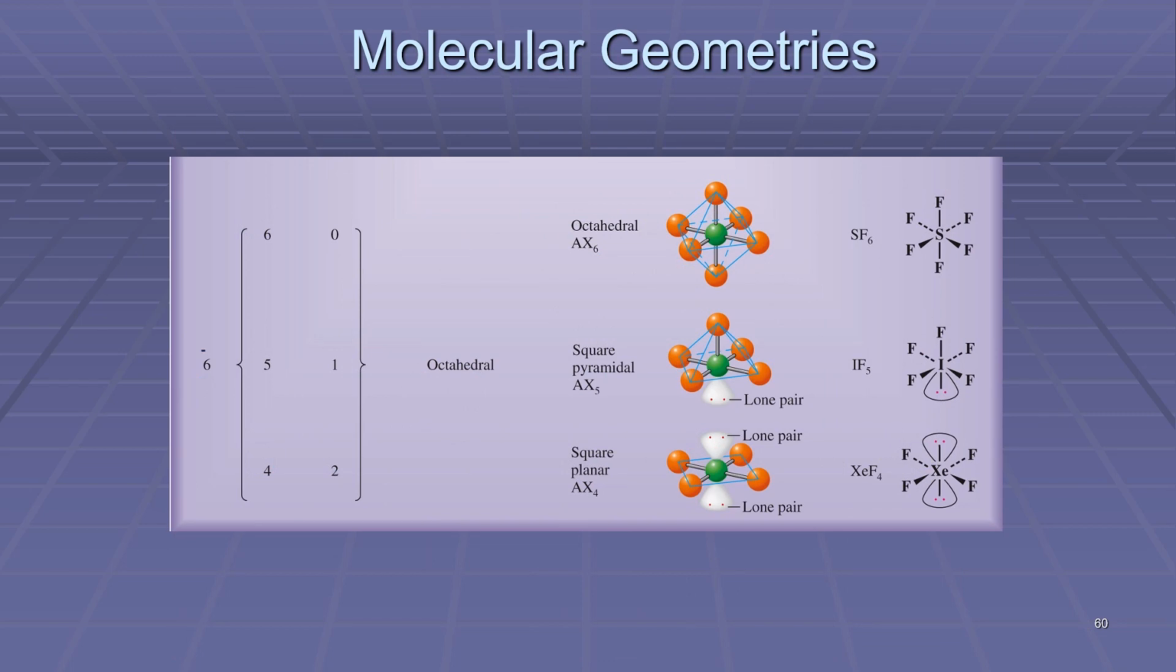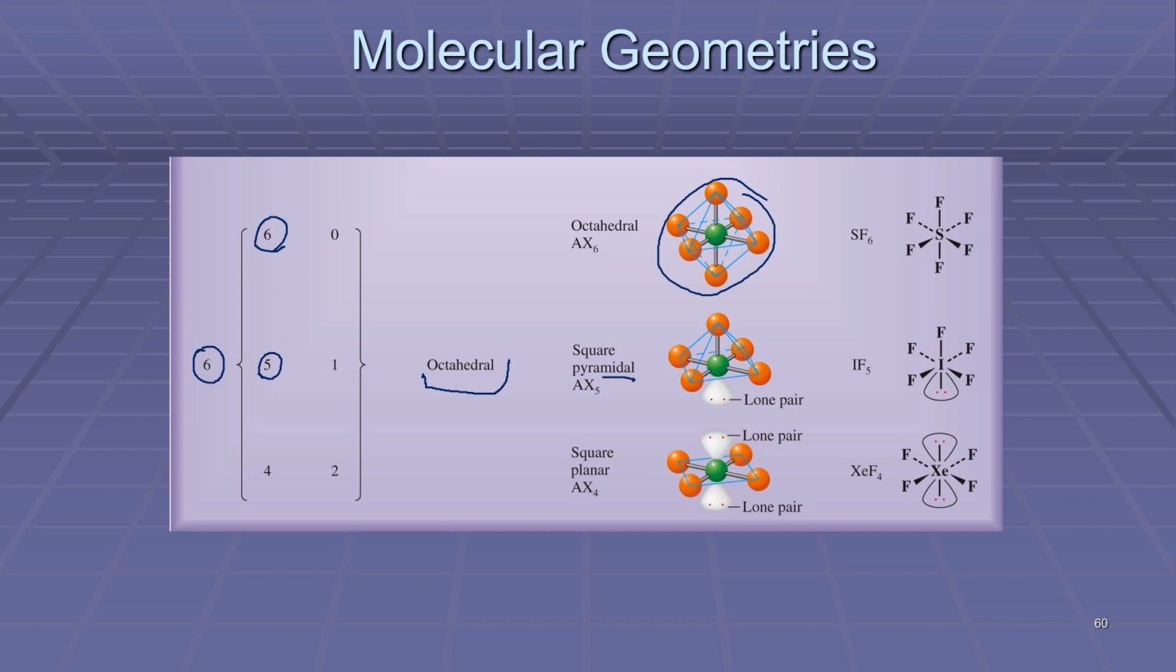So 6, in this case, again, it doesn't matter where the first unshared pair goes. The overall shape is octahedral. So if you have all 6 bonds, then the shape is octahedral. If you have only 5 bonds and 1 unshared pair, you have what's called a square pyramid. It doesn't matter where the lone pair goes because all the bond angles are the same. So you can see here it's a pyramid, but this time the bottom is square, so square pyramidal.